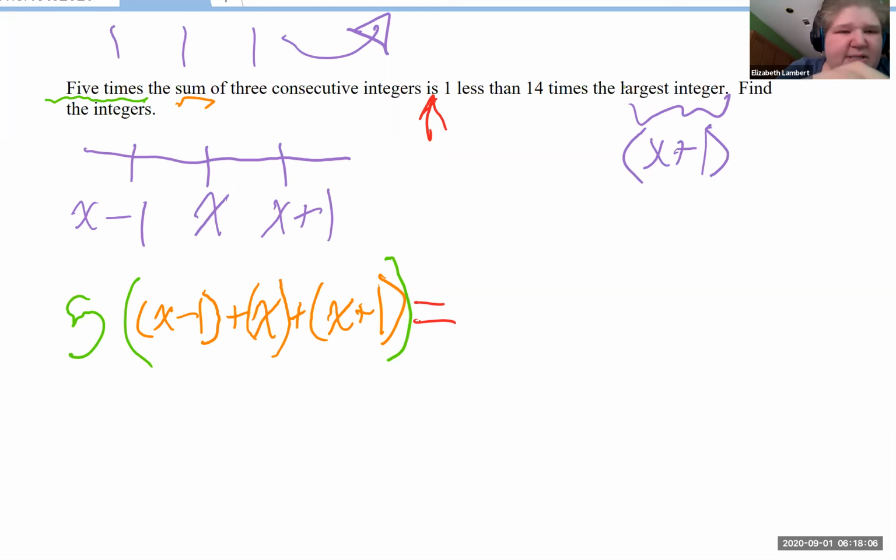Now we're just going to translate that other side. So we have 1 less than 14 times the largest integer. So just like we saw before, that less than construction is backwards. If I say 1 less than 10, common sense gut check tells us that's 9, but how would I write 10 and 1 so it would equal 9? I would write 10 minus 1. So we're going to do the 14 times the largest integer.